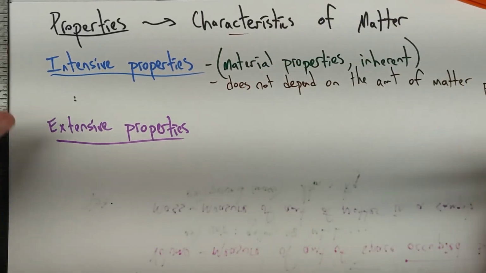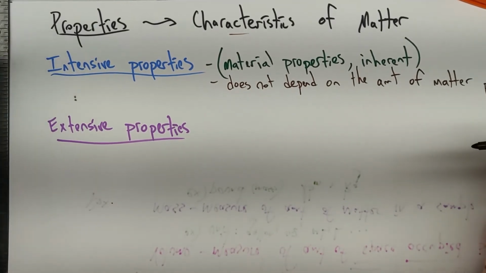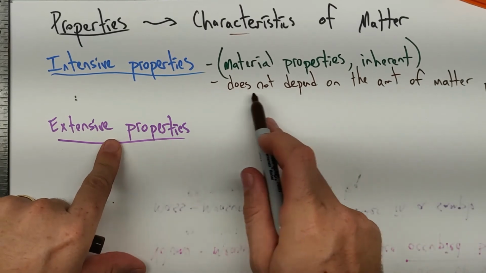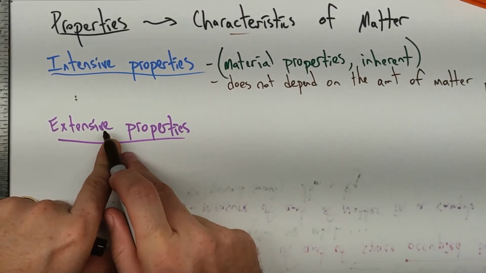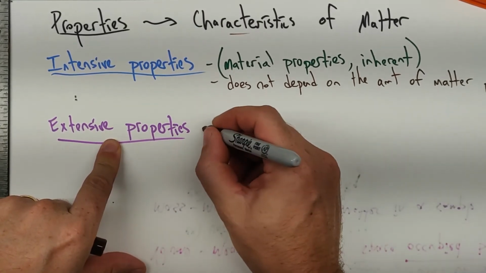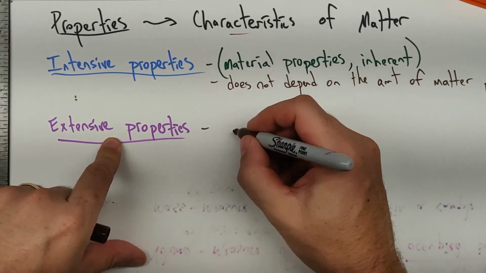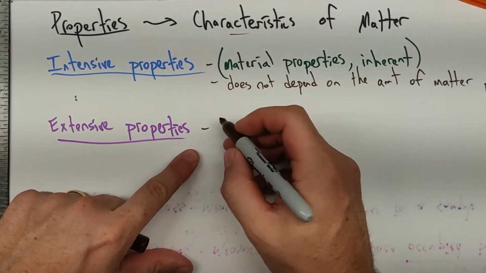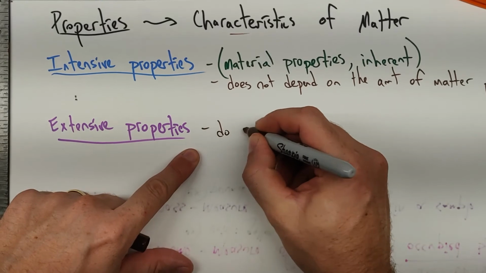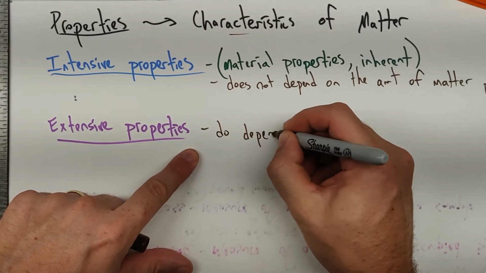So let's get our definition of extensive properties written down, and then we'll jump back and list some examples. Just based on the fact that this does not depend, then this extensive property, following that same idea, must depend on the amount of matter present. So these are characteristics that do depend on the amount of matter present.